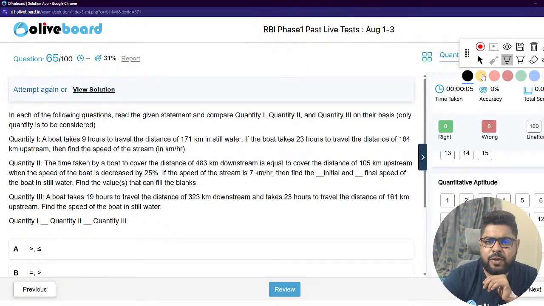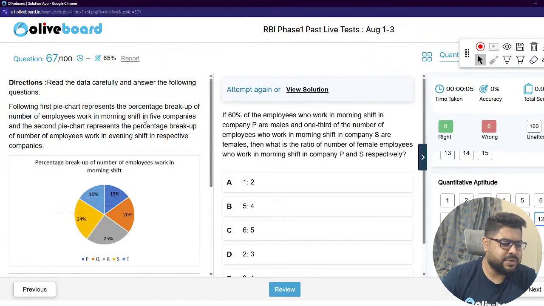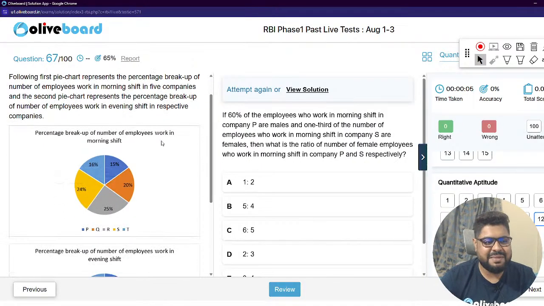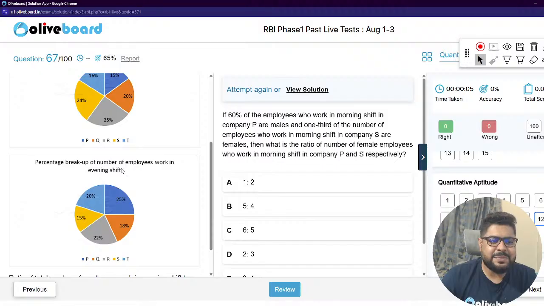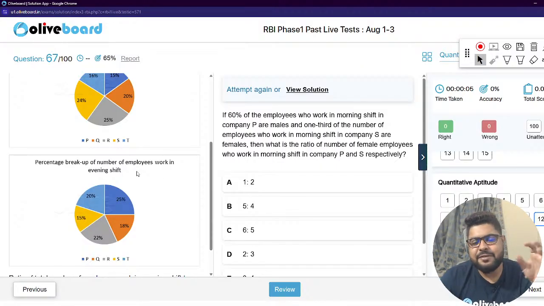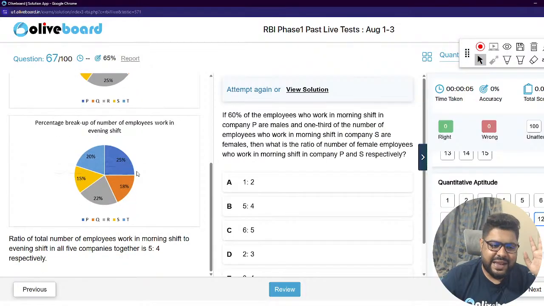Before I go into this, this week's DI was the easiest. It was very simple. Let me tell you one question, read it a bit. Sir, it is the percentage breakup of number of employees in morning shift and percentage breakup of employees in evening shift. Very simple. Okay.